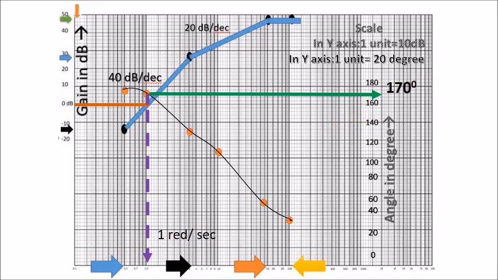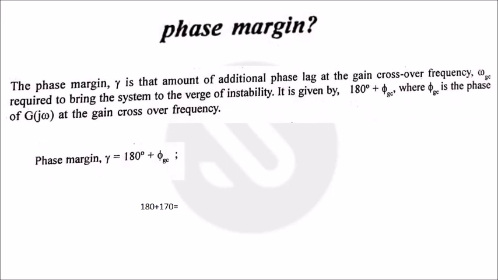So here phi gc becomes 170, and I told you the formula gamma equal to 180 plus phi gc, which extends to 180 plus 170, and that is the value of 350 degree. But is 350 degree possible? Earlier we had 180 degree, then 360, which means going around a circle twice, it is the same. So that is not possible for this problem.